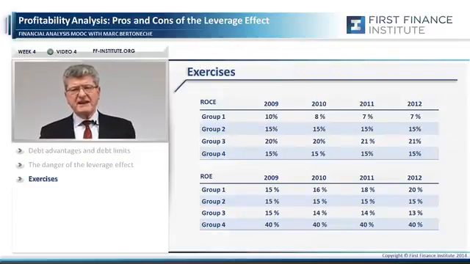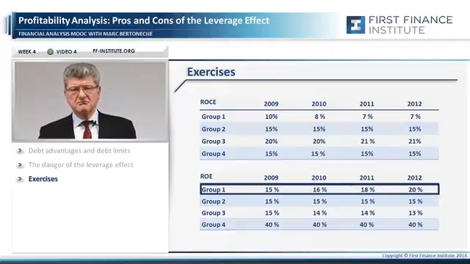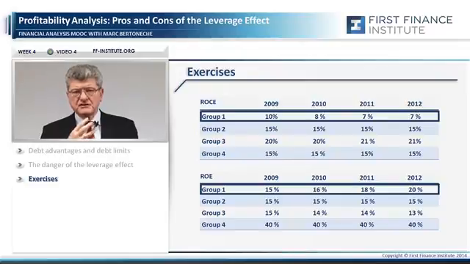We'll see that by analyzing 4 groups. Let's look at Group 1. Group 1 has an ROE which is increasing. Shareholders should be happy. But look at the ROCE. The ROCE is significantly going down. So Group 1 is doing badly, but maintains artificially some illusion by a financial trick.